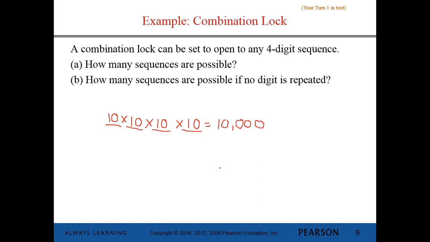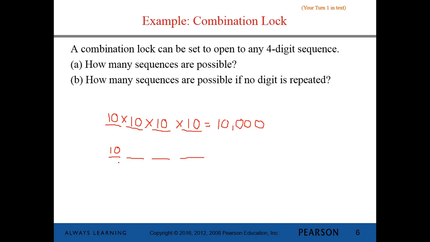Now, part B says how many sequences are possible if no digit is repeated. So we're not allowing for repeats. Well, what happens there? Let's draw our dashes for each position of each digit, because we're talking about a sequence. So again, how many choices do I get for the first digit? Well, since I haven't chosen anything, 10. Now, once I choose a digit, how many digits are left for the next position?